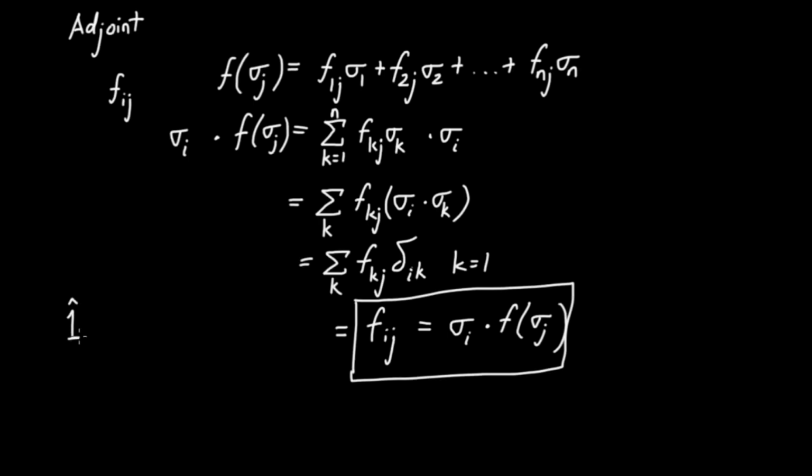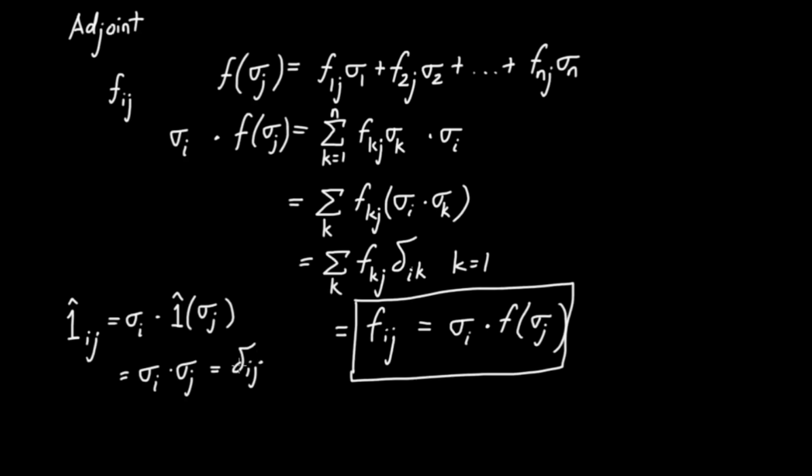So we have 1 hat, which is our symbol for the identity operator. Let's ask what the matrix entry is going to be. So 1 hat, the identity operator, the ijth entry, that's going to be sigma i dot the identity operator acting upon sigma j. The identity operator applied to sigma j is simply sigma j. So this is sigma i dot sigma j. But as we've seen, this is equal to the Kronecker delta ij.